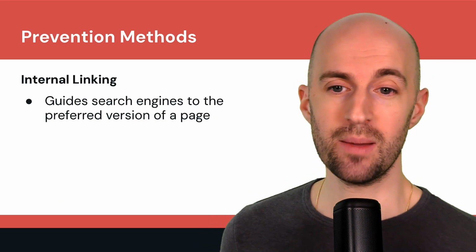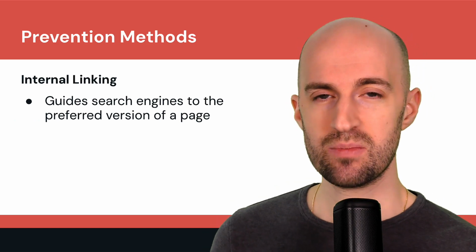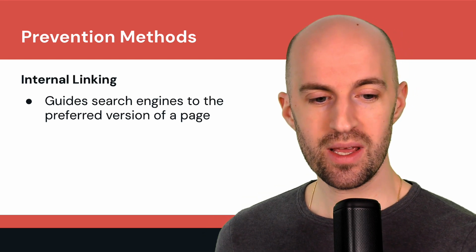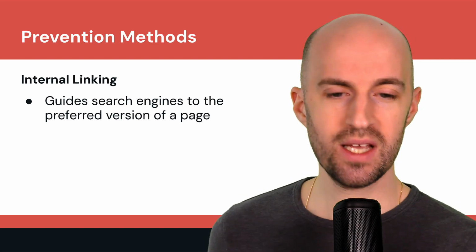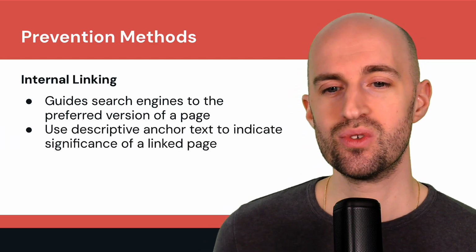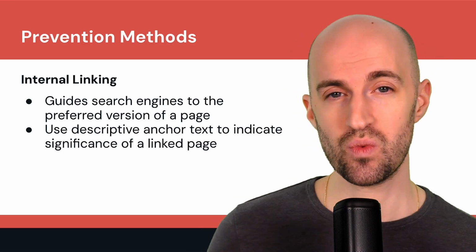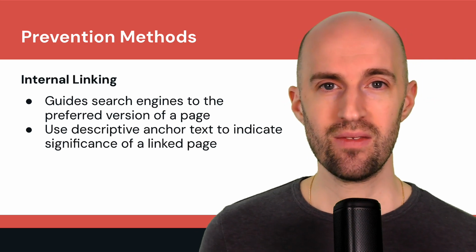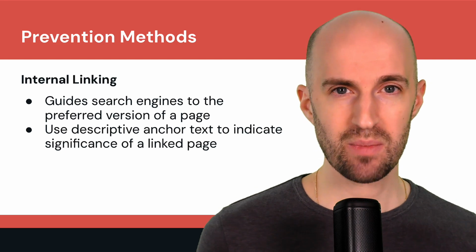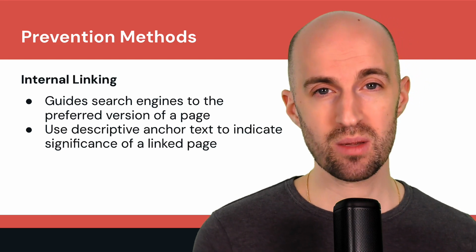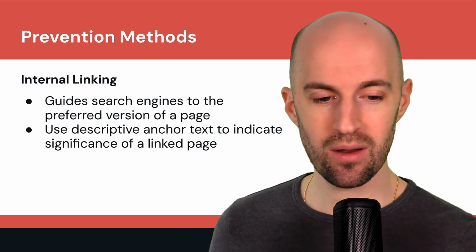Then we have internal linking. So internal linking guides search engines to the preferred version of a page, especially if you use this very intentionally with certain keywords and phrases. And it's important to use descriptive anchor text to indicate significance of a linked page, what the relevance is, what it's about. Things like that can really help with telling Google which of these pages is about what and which one's the most authoritative one because of all the anchor texts that are linked to that one.